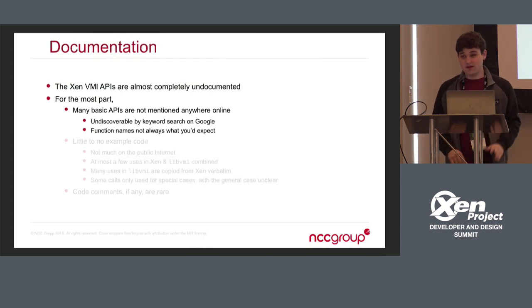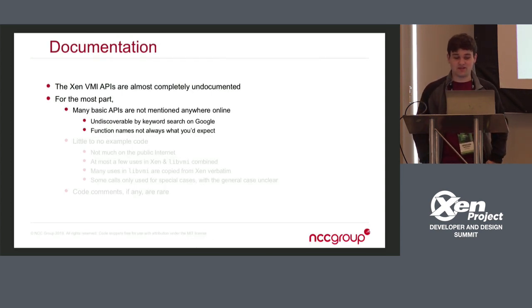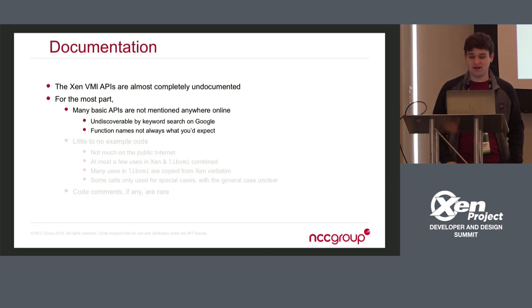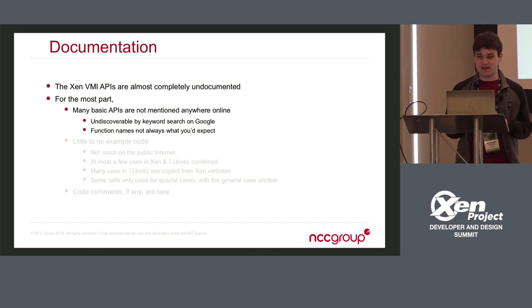For the most part, APIs for even very basic debugging functions are not mentioned anywhere usefully discoverable online. If you Google search something like Xen VMI single step or Xen VMI breakpoints, you're not going to find anything related to how you actually enable single step mode or check for breakpoints getting hit, things like that.